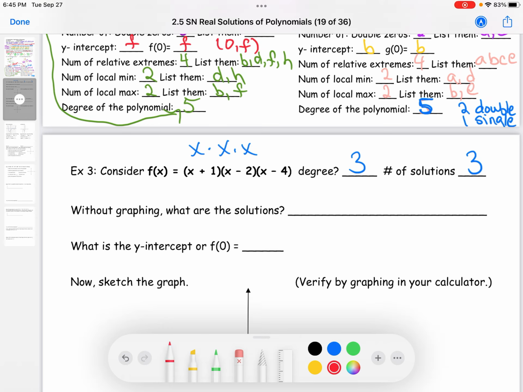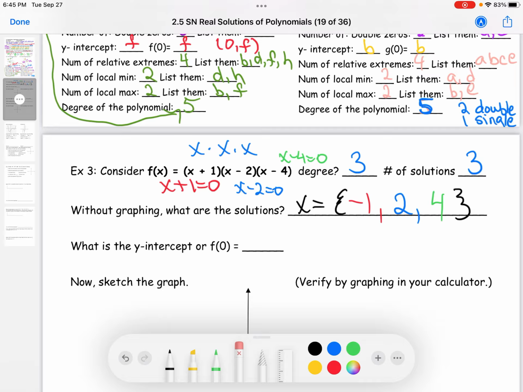Now, we can find these solutions without graphing this. And we find the solutions from the factors. Set each factor equal to 0. And so x will equal, we do need the curly braces there, x will equal -1. If we set x minus 2 equal to 0, we get x equals 2. Setting x minus 4 equal to 0, x would be 4. So there are 3 x values, -1, 2, and 4.